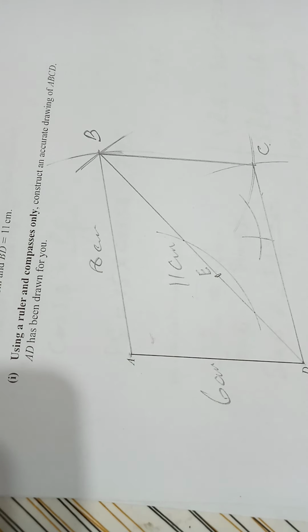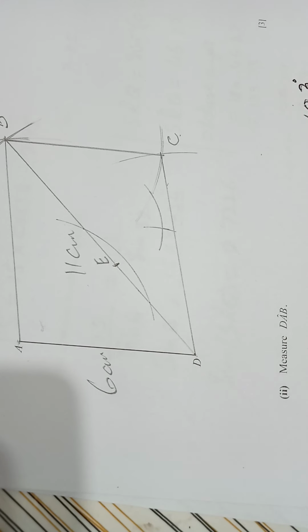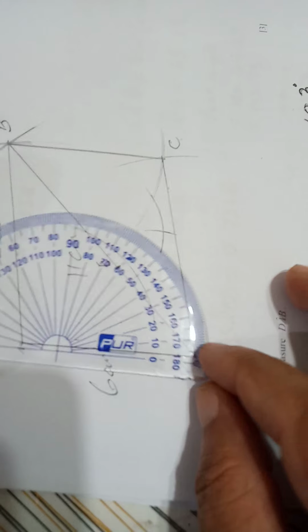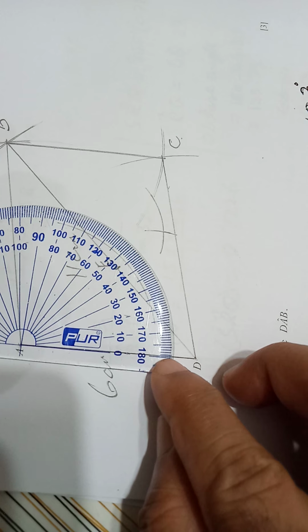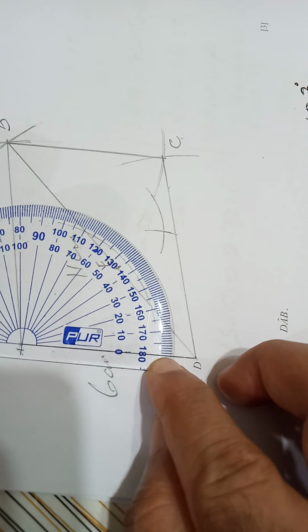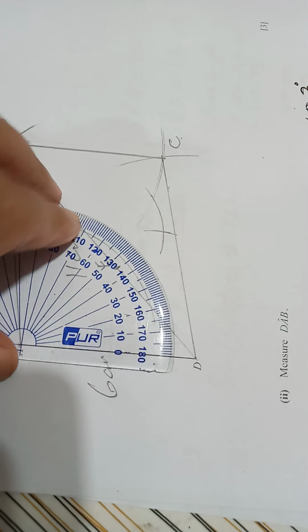Now in part 2, he is asking to find the angle BAD. So you will put your protractor at point A and measure the angle BAD. Just like this, you will put your protractor at point A. The line of the protractor should be exactly at AD, and then measure the angle BAD. This will be 103 degrees.